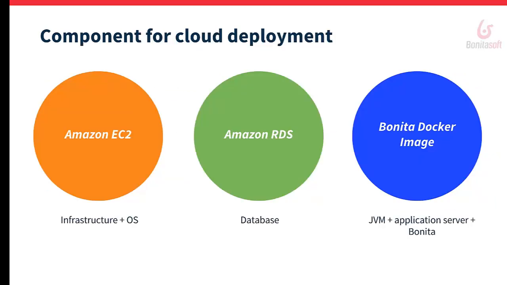So this is globally the solution. We have EC2 for the infrastructure and the operating system, RDS for the database, and our Docker image of Bonita with the Java virtual machine, the application server, and the Bonita web application.